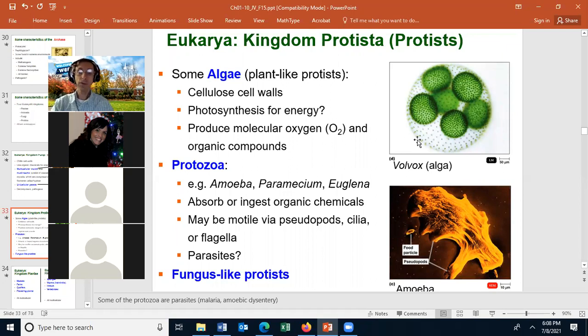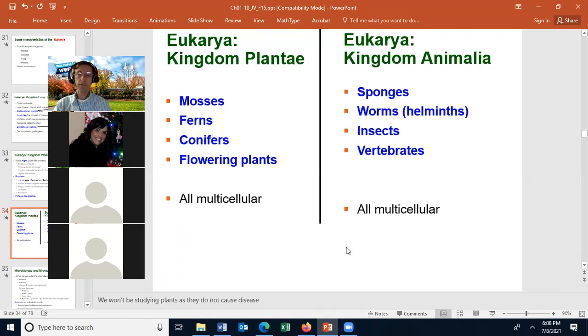And then, like I said, the third category of the protista are the fungus-like protists, and they will look like fungi even though they're a protista, and they will act like a fungus. All right, any question about the kingdom Protista? If not, let's talk about the kingdom Plantae.